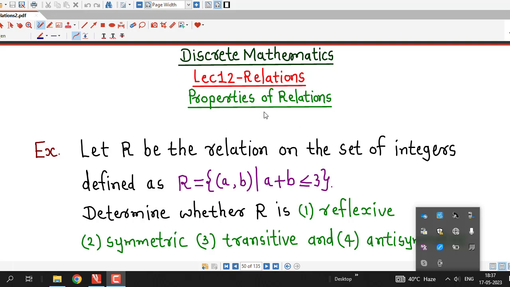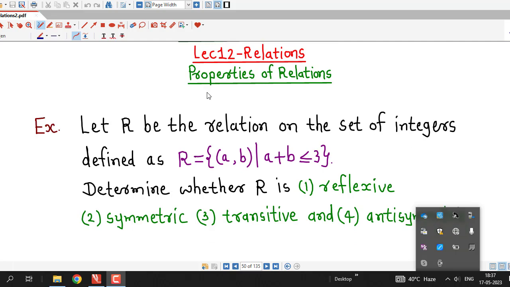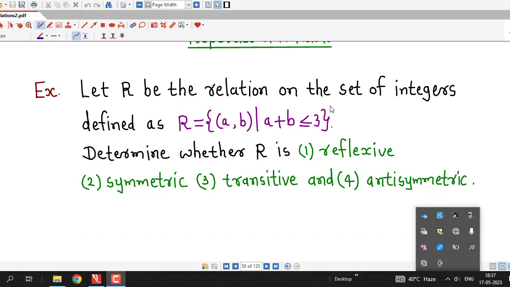Hello friends, I welcome you to lecture number 12 on relations. In this lecture we will discuss this problem on checking the properties of a given relation on a given set. So first we understand what this problem is.